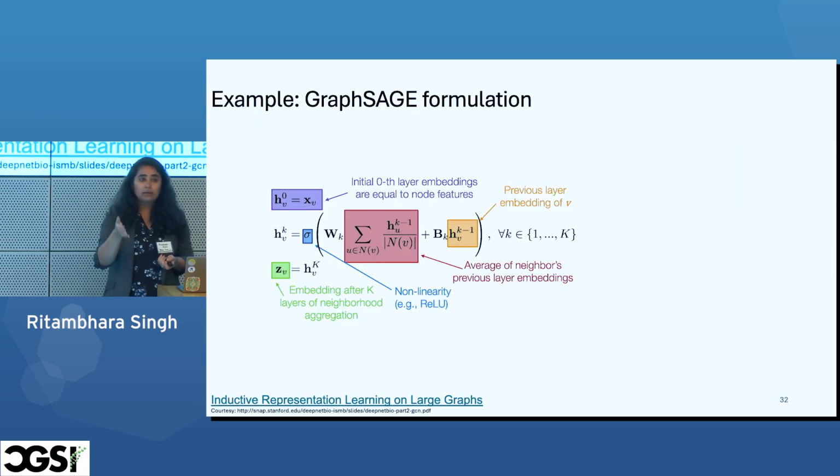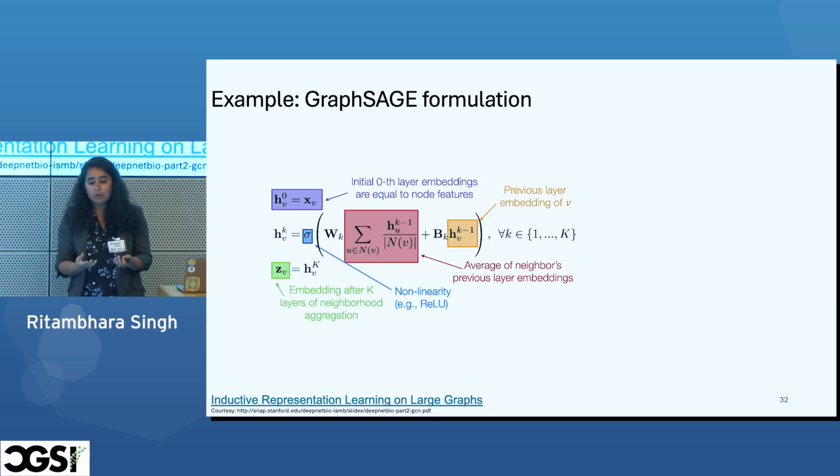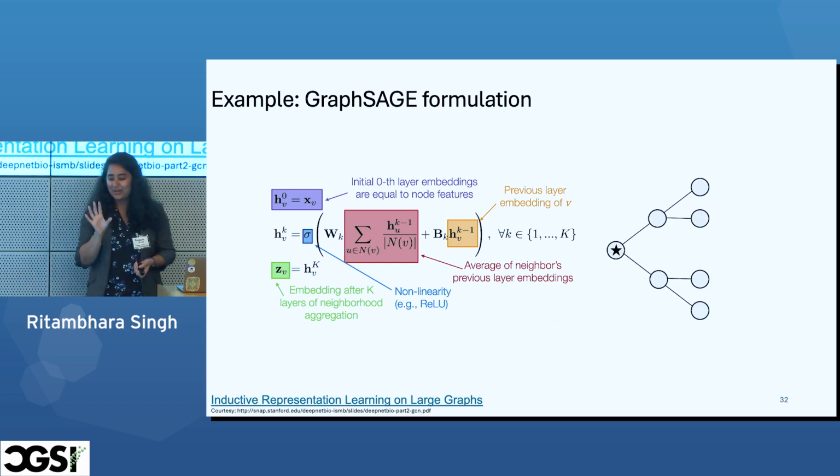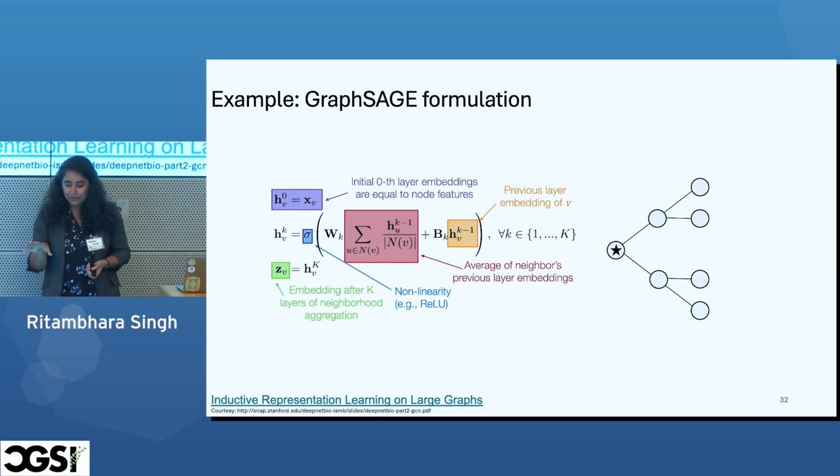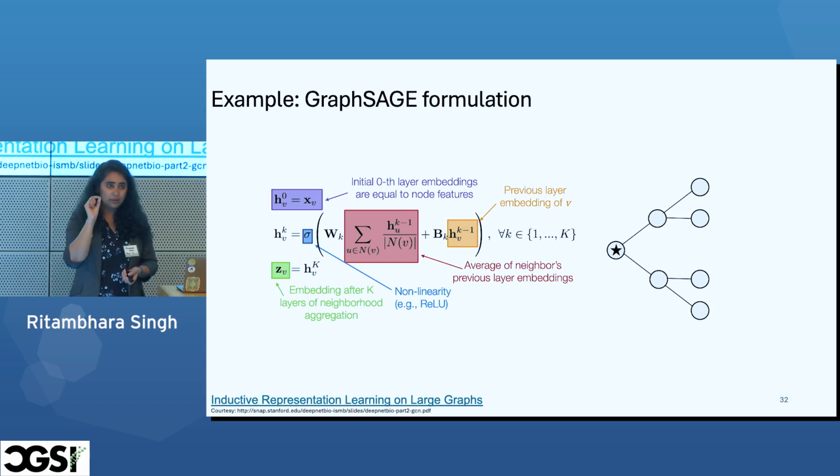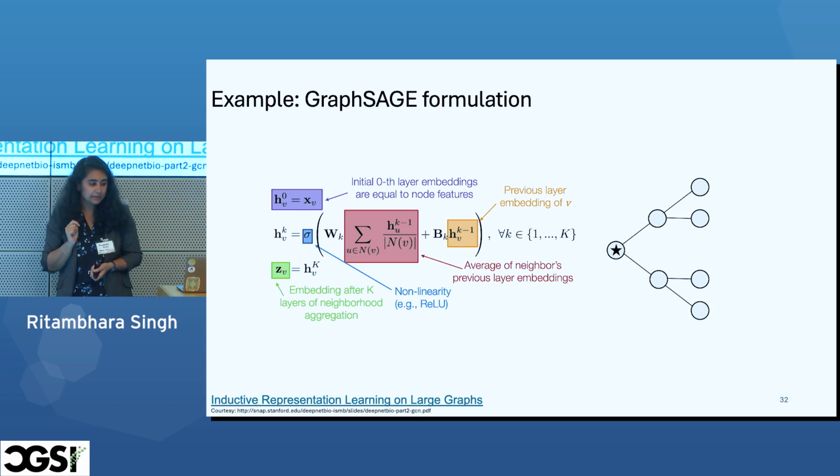So with that, now that you know the basic message passing scheme, let me walk you through an actual formulation of GNNs. This was one of the first ones that became very popular because they could actually do this for large graphs. So they call it GraphSAGE. There are a lot of terms in this equation, but let me walk you through it one by one through a toy example. So I'm going to show you how we are going to calculate the embedding for this node, which I have marked as a star.